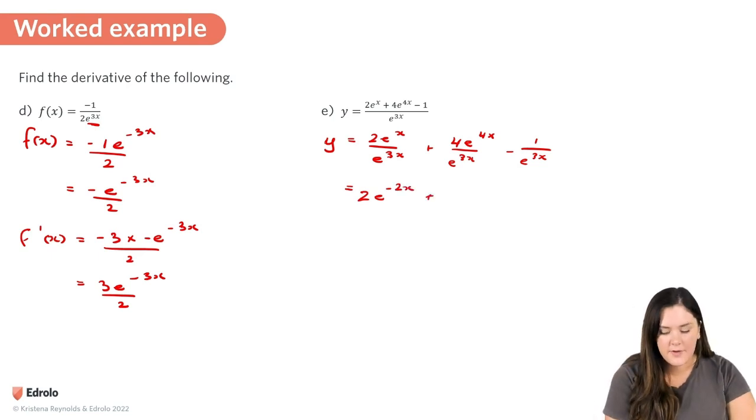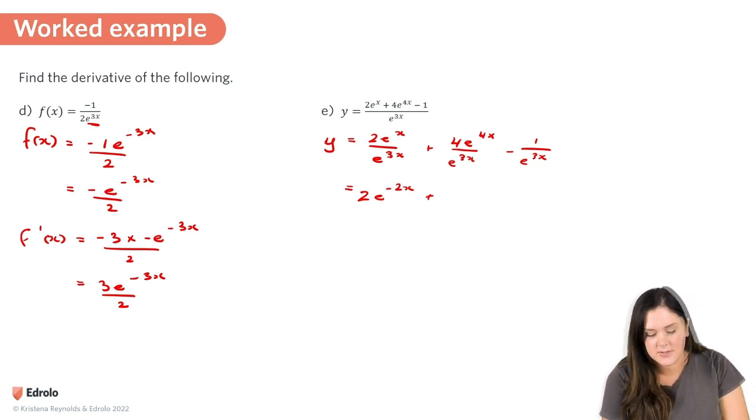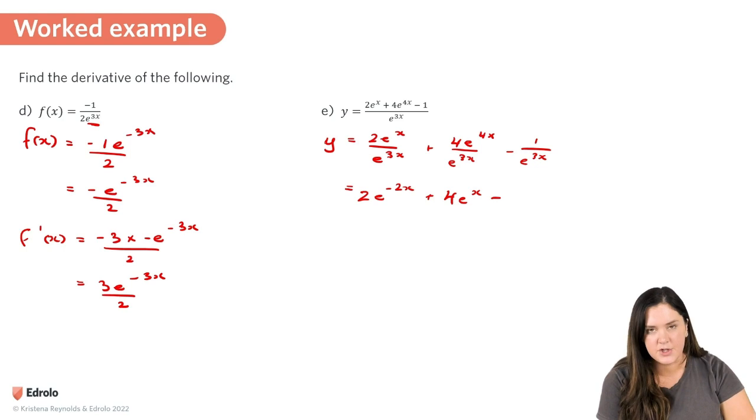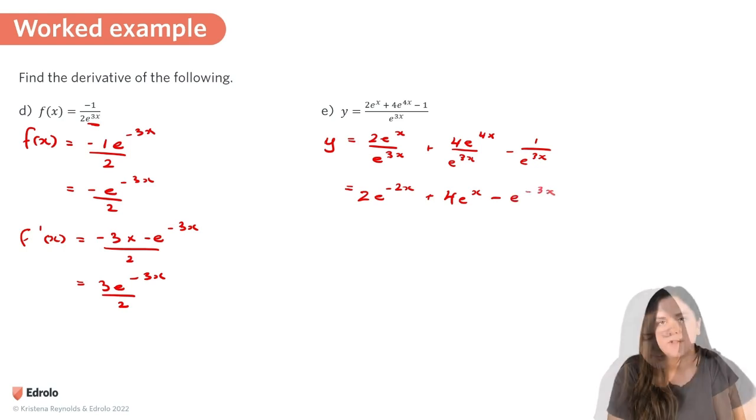My next one, I have e to the 4x divided by e to the 3x. That one's nice and easy. So 4x take 3x is just x. So that leaves me with 4e to the x. And the last one, I'm just going to have a negative index. So I'm just going to bring the e to the power of 3x to the top and make it negative. So now I have something I can differentiate quite easily.